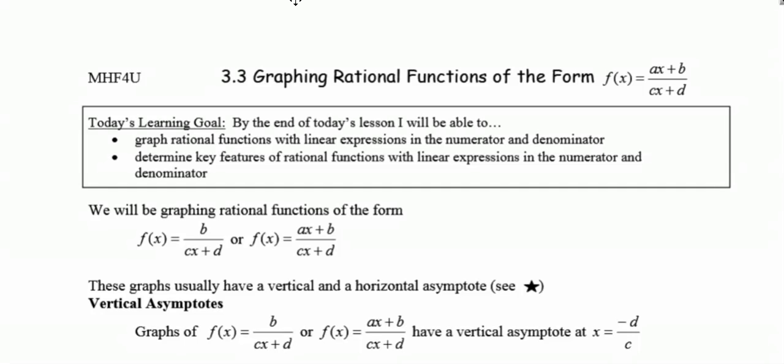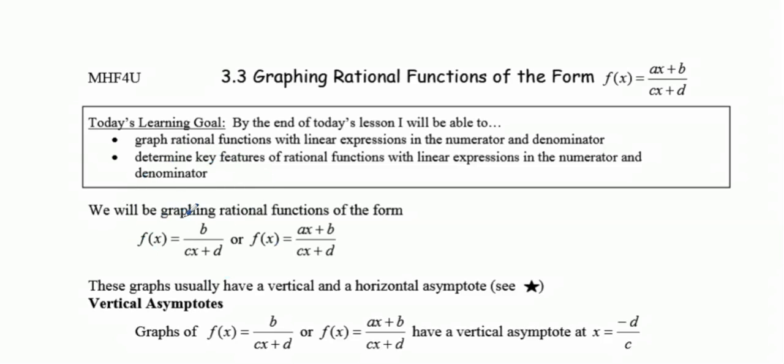3.3, graphing rational functions of the form f of x equals ax plus b over cx plus d. Today's learning goal: by the end of today's lesson, you should be able to graph rational functions that have linear expressions in both the numerator and the denominator, and determine key features of these rational functions.